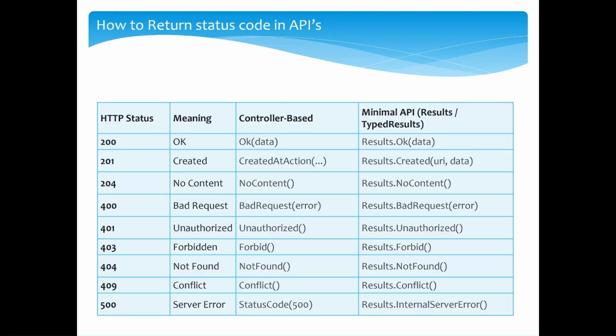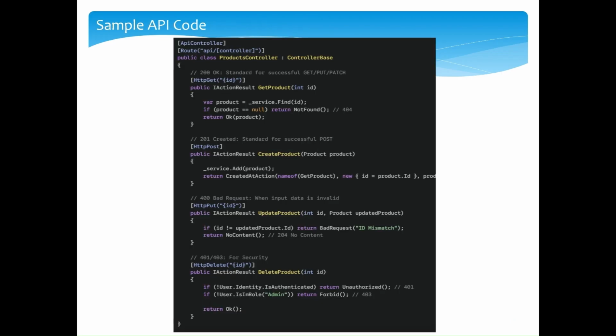When it comes to how to return status codes in APIs, here for each status code is the meaning of it, and if it is a controller-based API, how to return it. If it is a minimal API, how to return it. The list is available, you can take it from here.